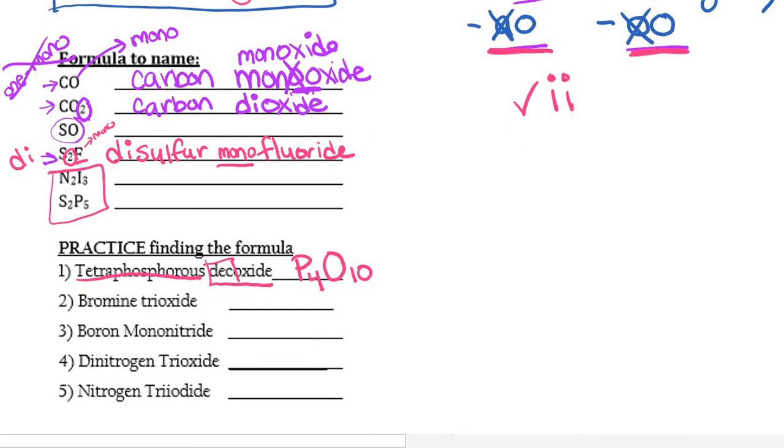Okay, number 2, it tells us we have bromine trioxide. So I'm going to write Br for bromine. Notice there's no prefix. That tells me that the first element must have had the prefix mono, but we don't put mono, so that's why it doesn't have one. So that means we just have one bromine. And then I have trioxide, so I know I have oxygen, and tri is 3, so it'd be BrO3. All right, so I'll have you guys try then 3, 4, and 5.